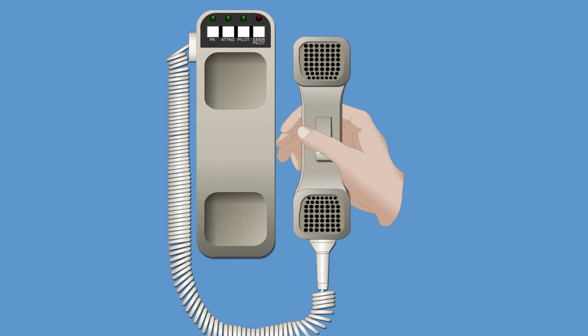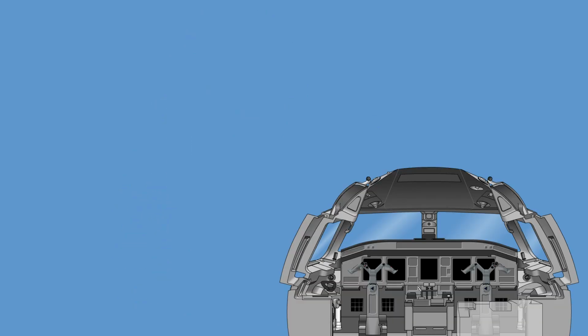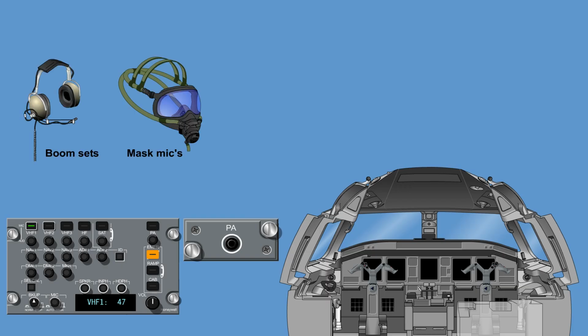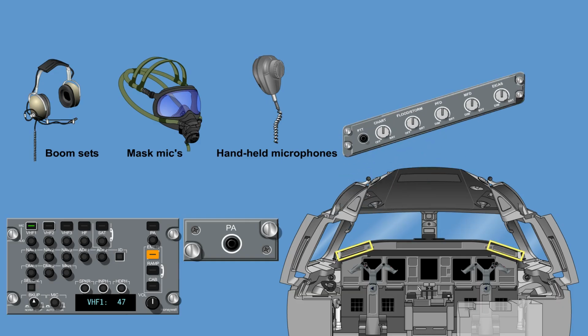Announcements in the cabin are performed by lifting the handset from the cradle and pressing and holding the PA button. To make a passenger address from the flight deck, first press either the PA button on the center pedestal or on the audio control panel. By pushing the PA button on the center pedestal, the pilot can speak through his boom set or mask mic without hands, and with hand mic by activating push to talk.